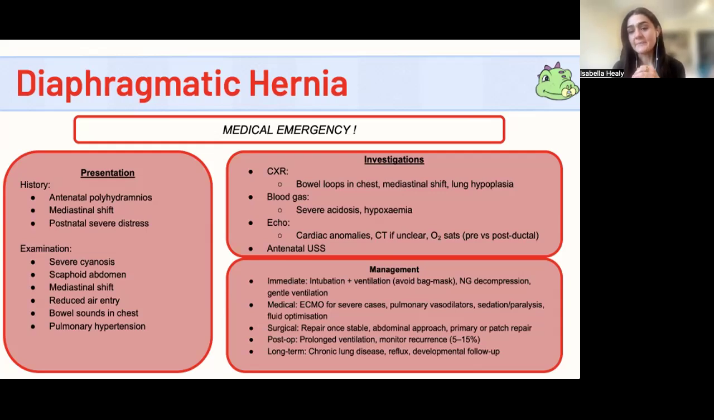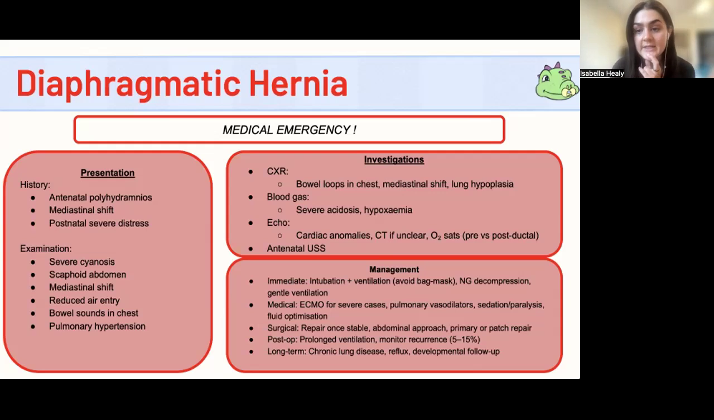So very sadly, the survival rate for all cases diagnosed is approximately 50 to 60%. But if a coexistent significant abnormality is present, survival is less than 10%. So very high mortality rate. Just illustrating the importance of the fact that these babies need to be discovered before they are born.